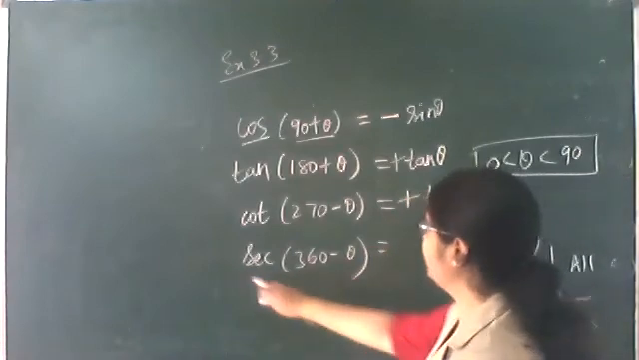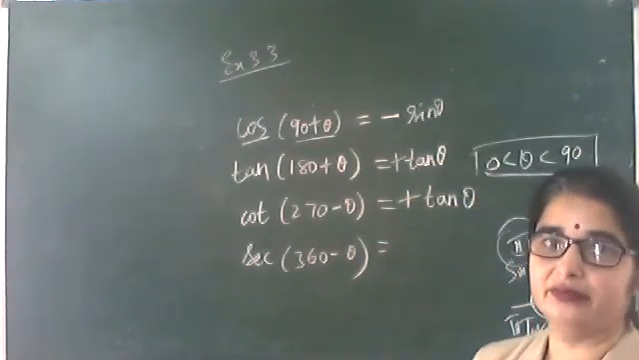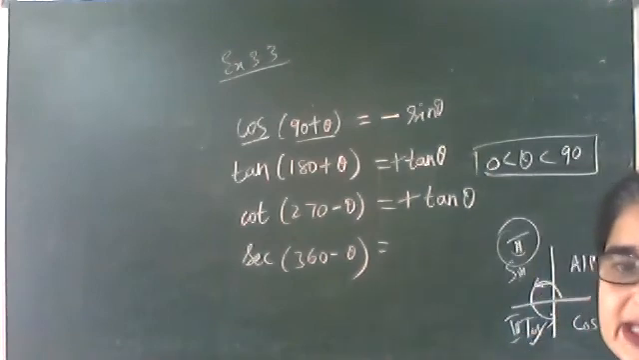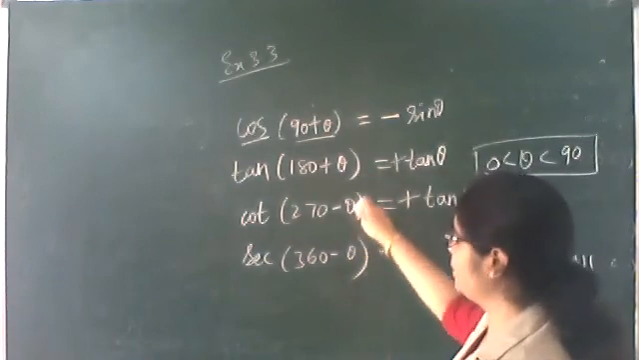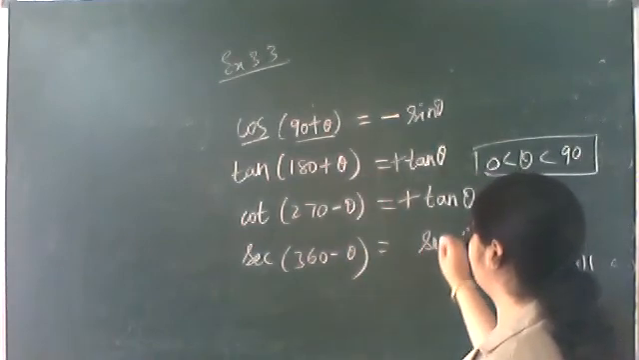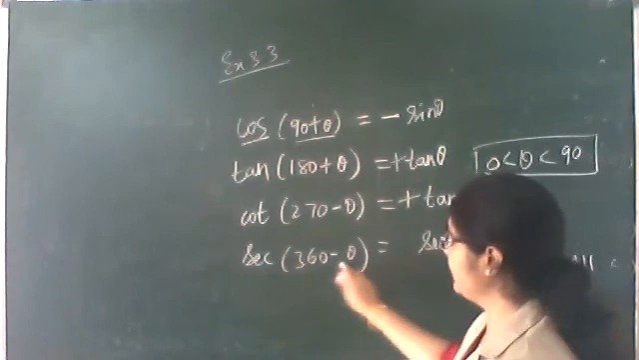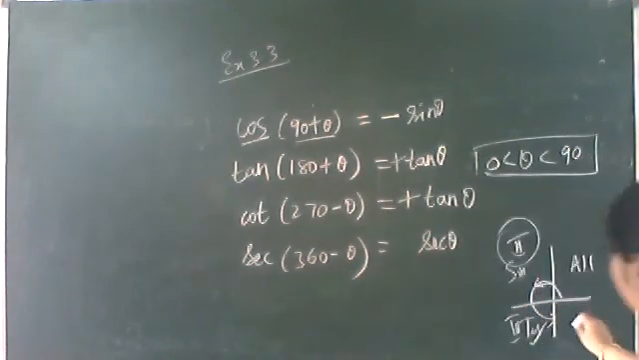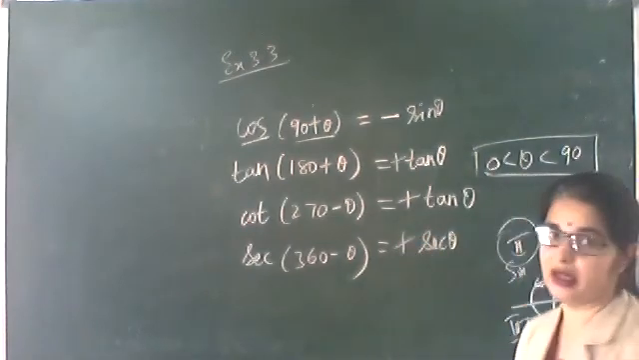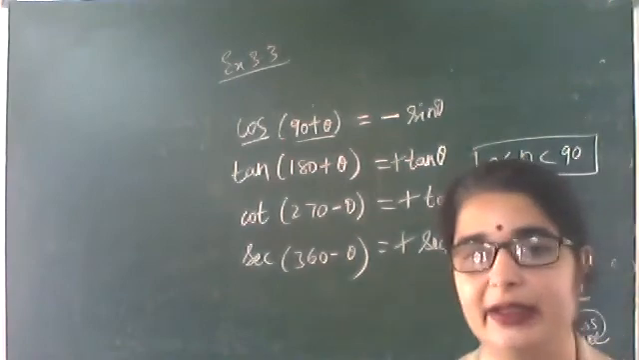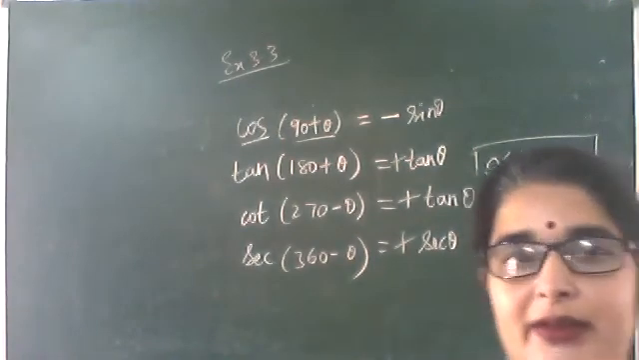Now sec of 360 minus theta. Change, no change, change, no change. No change means sec theta. Now just see, 360 minus theta, where will it lie? In the fourth quadrant. In the fourth quadrant, cos is positive. If cos is positive, that means sec will also be positive. So it will be plus sec theta. Is that clear, everyone? Yes, ma'am.